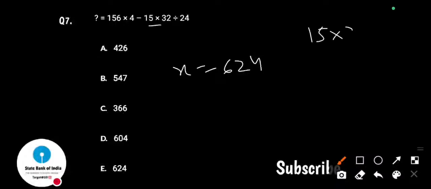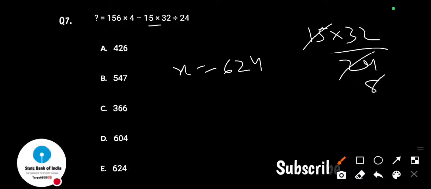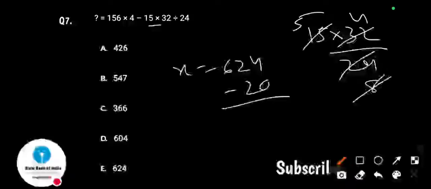Here x equals 156 into 4 times 6, 4 times 24 and 64, 644. Wait a second, it is 62. 624 and 15 into 32 divided by 24. So 3 8 times 3, 5 times, 8 4 times, so we have 20. Minus 20 means we get 604. Option D is our answer.